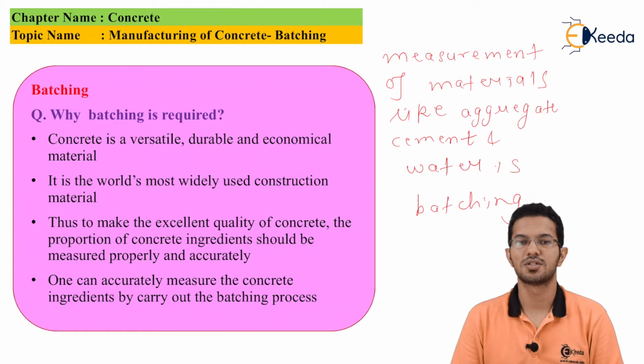Now, the next question which comes into our mind is, why is batching important? As we know that concrete is a very important material for construction work due to its versatile properties. A concrete batching plant is a facility where the ingredients of concrete are mixed and blended skillfully. Once the quality concrete is prepared, it is transported to the site on a truck with a revolving drum, which is known as transit mixer.